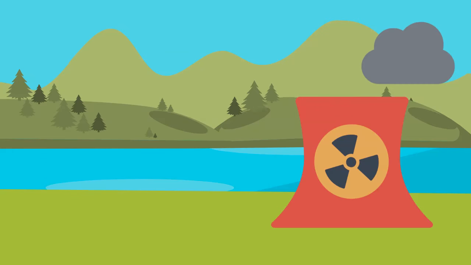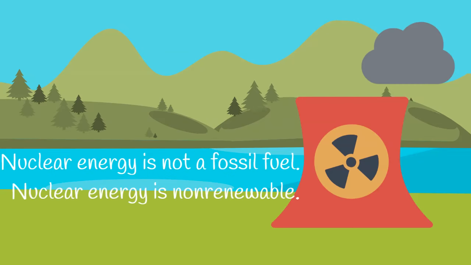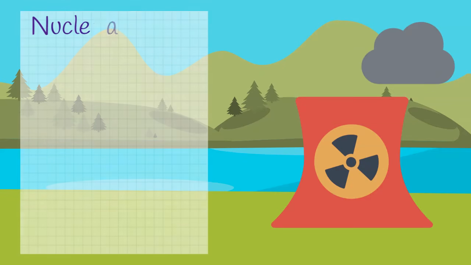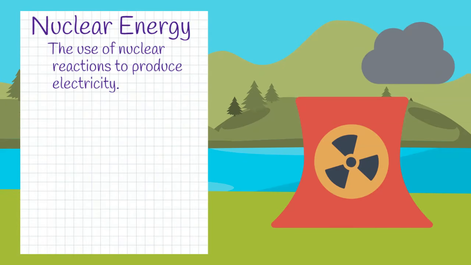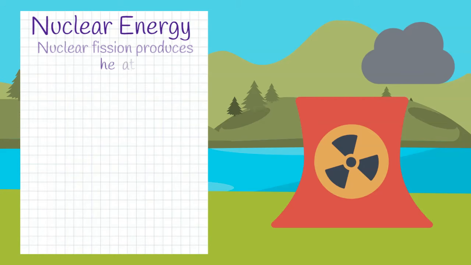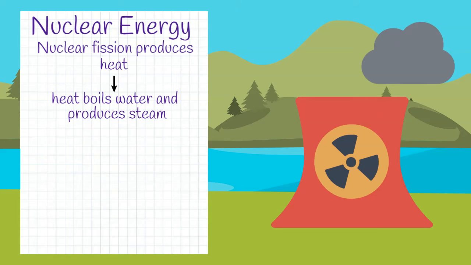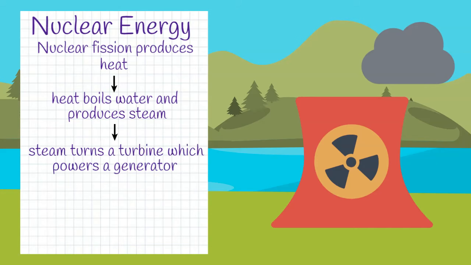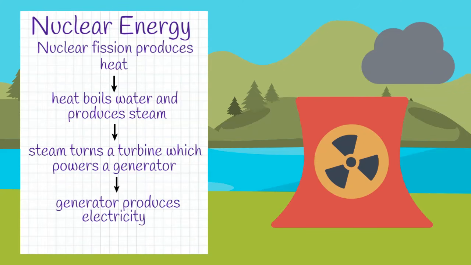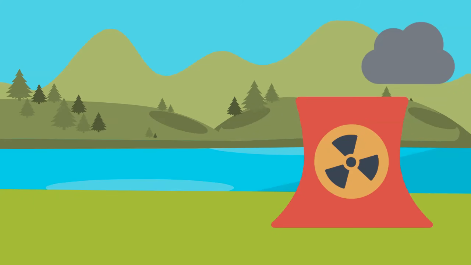Nuclear energy is a non-renewable energy that is not produced from fossil fuels. Nuclear energy is the use of nuclear reactions to create electricity. Nuclear reactions, such as nuclear fission, produce heat. The heat is used to heat water, which produces steam. The steam is used to turn turbines, which powers a generator. The generator produces electricity. Most nuclear energy is produced from the fission or splitting of uranium atoms.